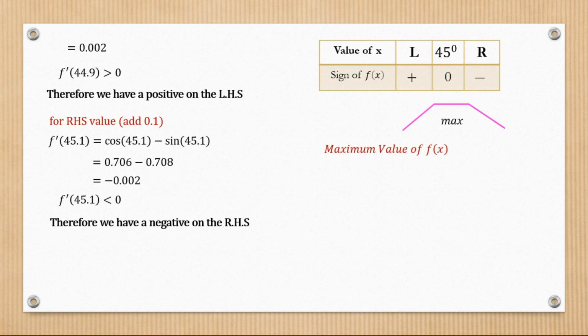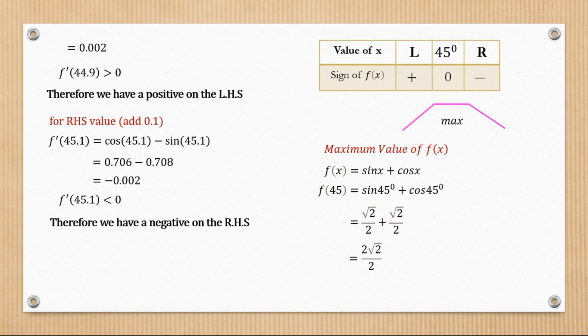So now we can find the maximum value in this case. The maximum value of f(x) should be equal to this. Where there is x, I'm going to plug in 45 degrees. So sin 45 is root 2 over 2, and then cos 45 is also root 2 over 2. So when I add this, I'll have 2 root 2 over 2. So this 2 and this 2 cancel and I'll be left with root 2. So therefore, the maximum value is root 2, and that is the answer.